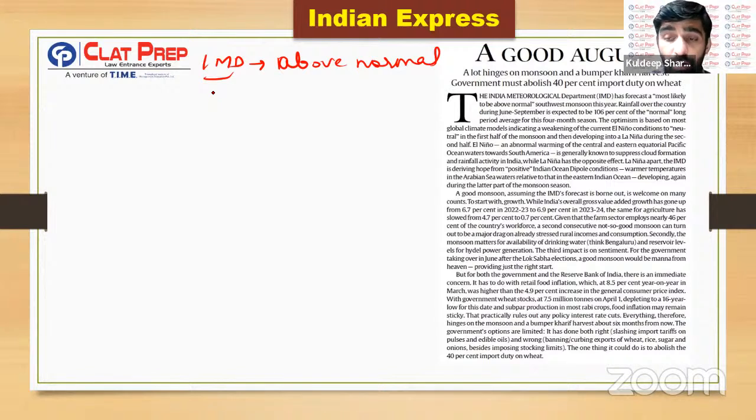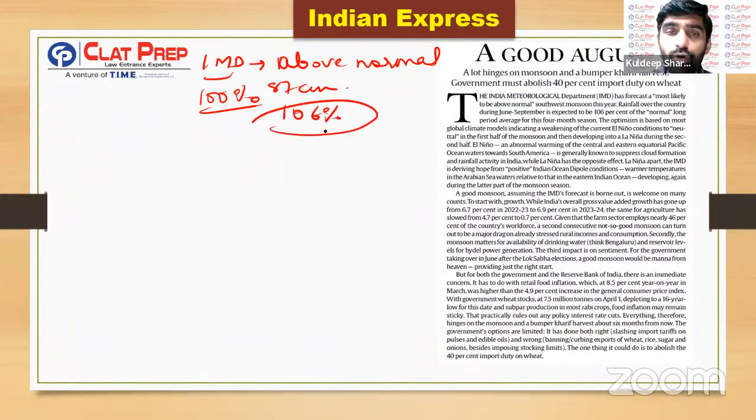So अगर हम लॉन्ग पीरियड एवरेज निकालते हैं कि रेगुलरली क्या बारिश हो रही है, तो वी कैन टेक इट एज 100% कि 100% वुड बी कंसिडर्ड एज नॉर्मल मानसून, इट इज एक्चुअली 87 सेंटीमीटर. So, however, IMD is claiming this year the rainfall is going to be more than normal, which is 106%.